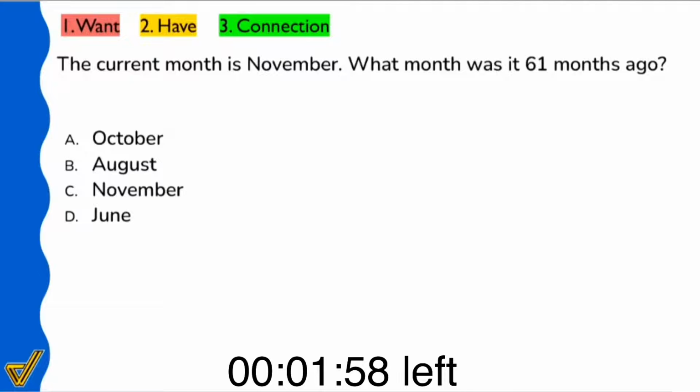So some of you might be thinking, hey, I could go 1 month at a time and count 1 month at a time. Hey, if that works for you, it works. That's definitely one way to do it. But let's see if you can figure out a more guaranteed way.